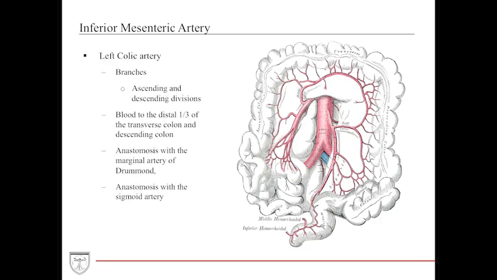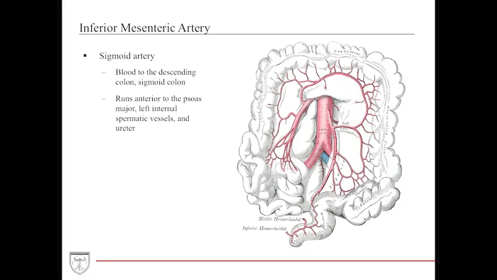So the left colic artery branches into the ascending and descending divisions. The ascending, of course, reaches up and goes up into the splenic flexure, right here being the ascending portion, and the descending portion provides it to the lower portion of the descending colon and almost into the sigmoid itself. It provides blood to the distal 1/3 of the transverse colon, descending colon. It does contribute to the marginal artery of Drummond anastomosis, as well as forms a tiny anastomosis with the sigmoid artery. And the sigmoid artery provides direct blood to the descending colon, sigmoid colon, and runs anterior to the psoas major, left internal spermatic vessels, and the ureter, and can sometimes be injured during open surgeries for ureteric procedures.